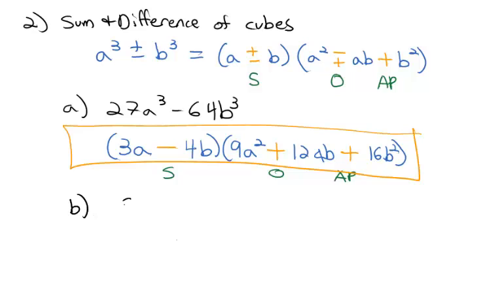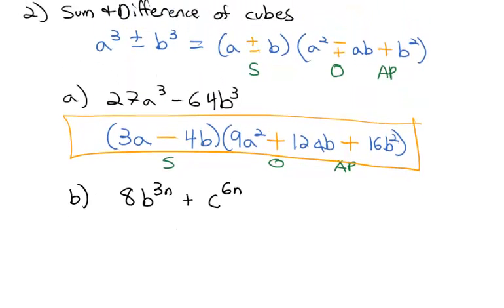A sum of cubes follows the exact same pattern. If we had 8b to the 3n plus c to the 6n, we see those exponents are multiples of 3. That's going to clue us in on the formula for sum and difference of cubes. The cube root of 8 is 2. The cube root of b to the 3n, dividing the exponent by 3, leaves us just b to the n. The cube root of c to the 6n, dividing the exponent by 3, leaves behind c to the 2n.